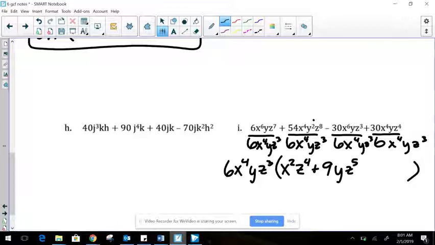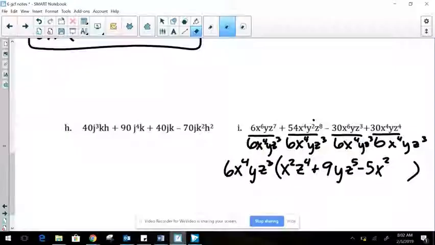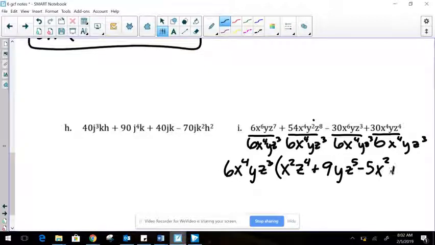Next one, negative 30 divided by 6 is negative 5. When I subtract my x's, I get x squared. My y's cancel, and my z's cancel. All right, and last one here, I have 30 divided by 6 is positive 5. My x's cancel, my y's cancel, and I have 1 z left. Okay, check here, make sure nothing's common. Oh, they look like they have z's. Oh, but not everyone. So I did the correct thing. This is my GCF. Everything left here doesn't have anything common between all 4 of them.